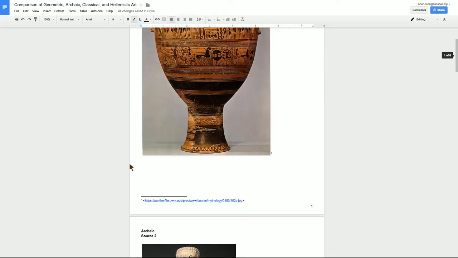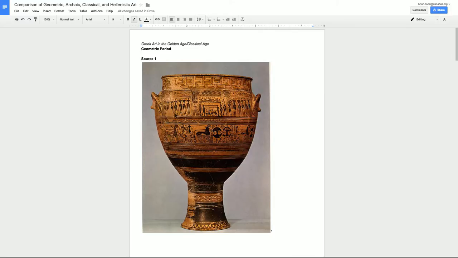So here we have the geometric period, and we see again lots of patterns being repeated, lots of geometric shapes in the human form. The human form is represented almost cartoonishly, I guess we might think, with very geometric angles, the shoulders, that sort of thing.